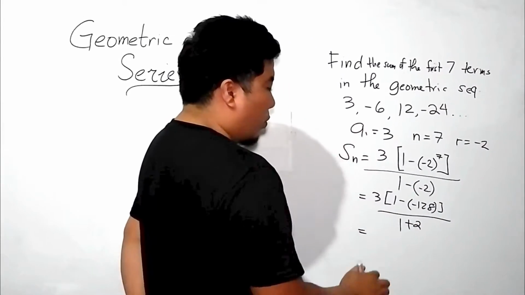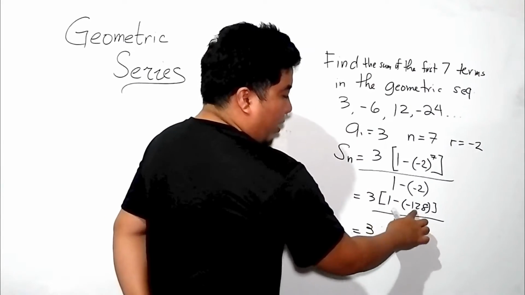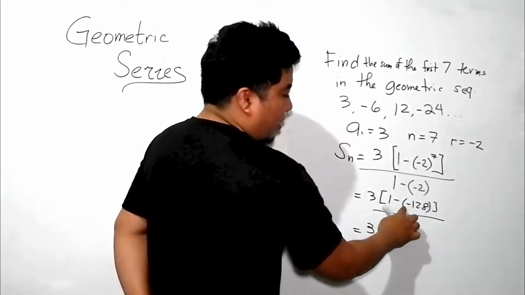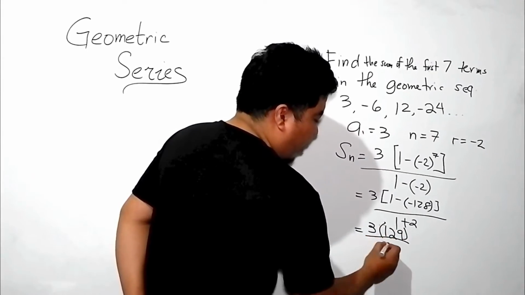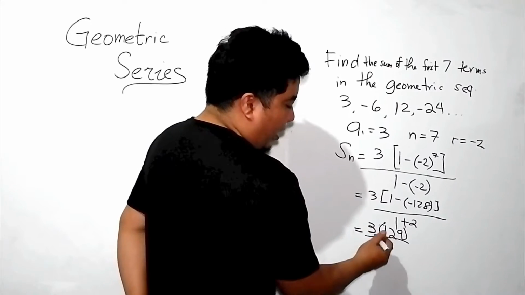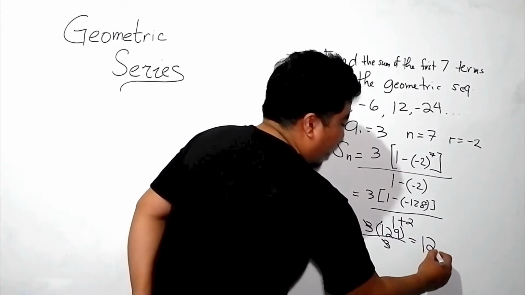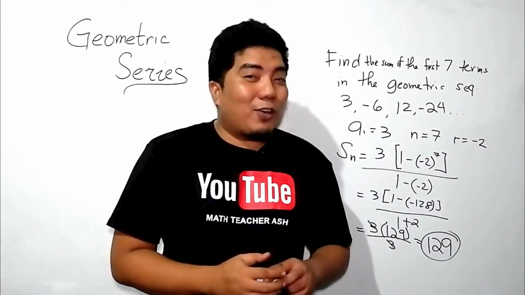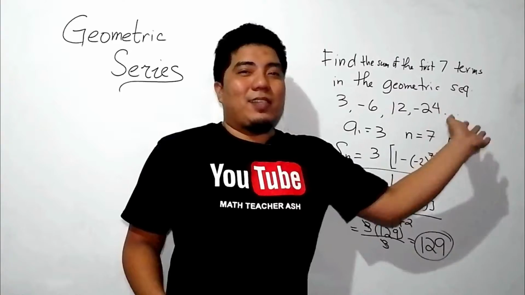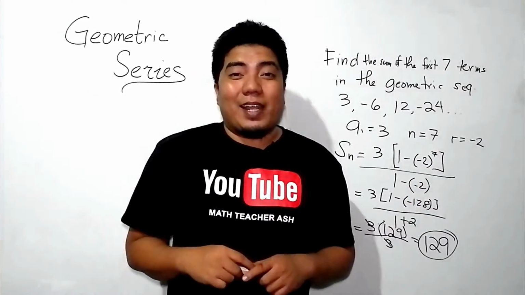So we have here 3. Now we have 1 minus negative 2, that will become plus. So, 1 plus 2. Okay, so that is 129 over 3. So, the 3 and 3 here can be cancelled. So, your final answer is 129. That will be the sum of your first 7 terms in this geometric sequence. Easy, right? Now, let us go to the final example.